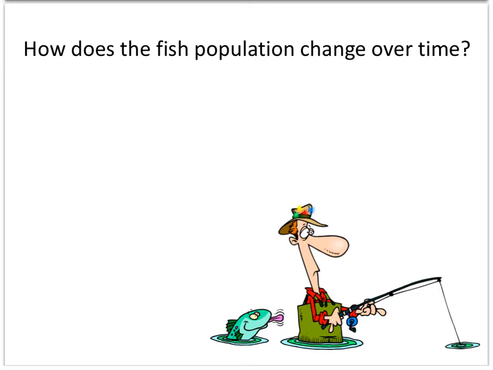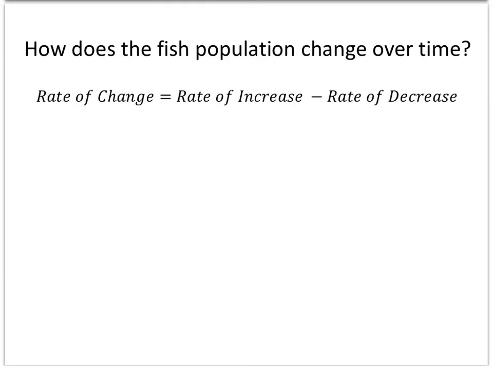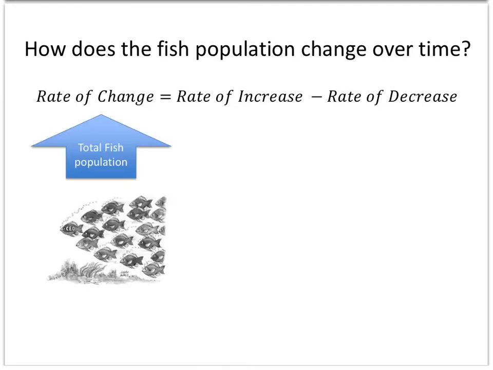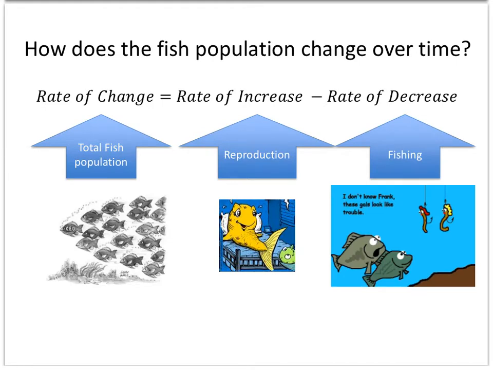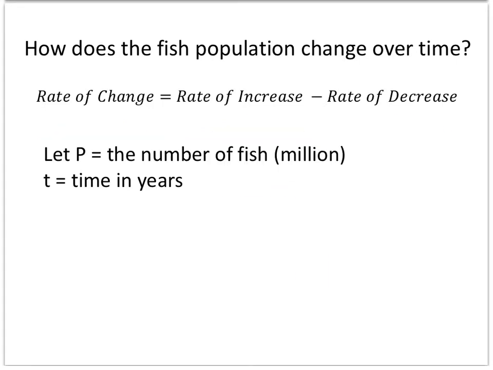So we're given words that we can now put together and make a differential equation. We can do this by my rate of change. My differential equation is going to equal the rate of increase minus the rate of decrease. My rate of change is how my total population changes. My rate of increase would be reproduction, and then my rate of decrease would be fishing. So let's let P be the number of fish, that's our population in millions, and let T equal time.